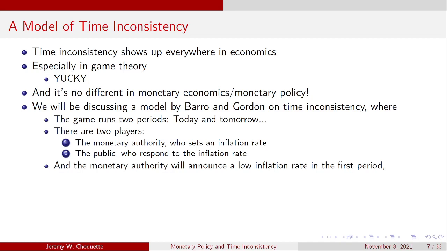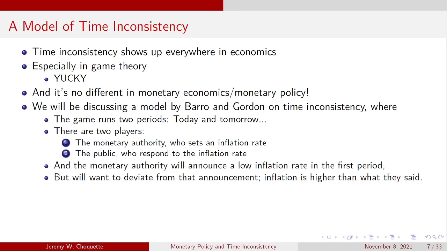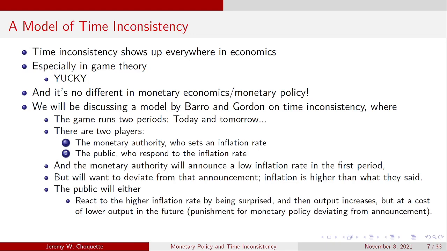So the idea is that the monetary authority will want to announce a low rate of inflation in the first period, but will have every incentive to deviate from that announcement where inflation is a bit higher than what they said. The public reacts to higher inflation by being surprised, going like, oh my God, we were expecting 0 inflation and we got 3% inflation. When that happens, we will discuss within the model how that actually increases output in the short run, right? But it doesn't do so in the long run, thus it lowers the rate of output growth in the future.